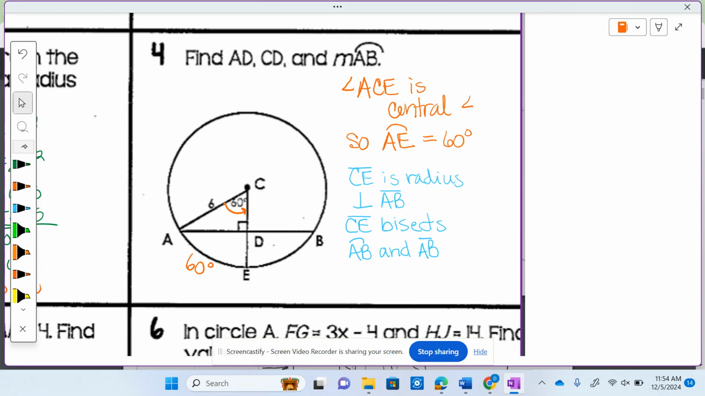Do you guys see that there's an E in the middle of that? Nothing on the other side. So this arc has to be actually called arc AEB because I'm going this way. Well, if arc AE is 60 degrees, that means that arc EB is what? 60 degrees. So the measure of arc AEB is 120.